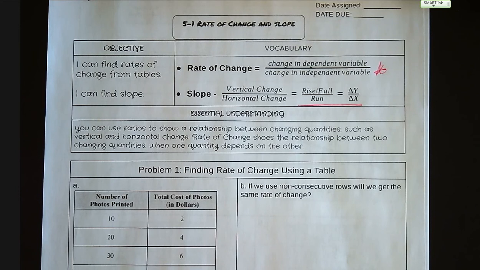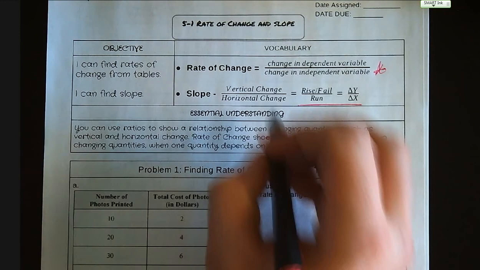Our essential understanding: we can use ratios to show the relationship between changing quantities, such as vertical and horizontal change. Rate of change shows the relationship between changing quantities when one quantity depends on the other. Shows, not shoes. All right.